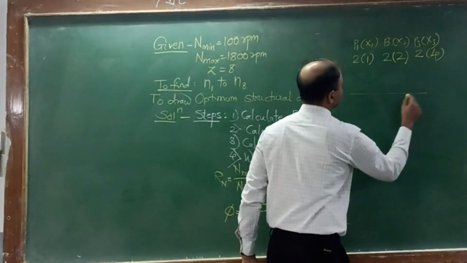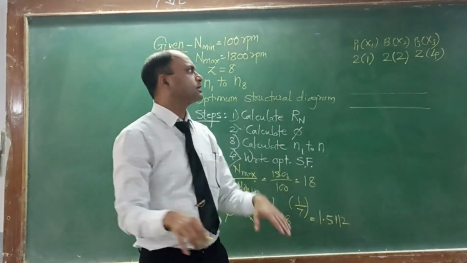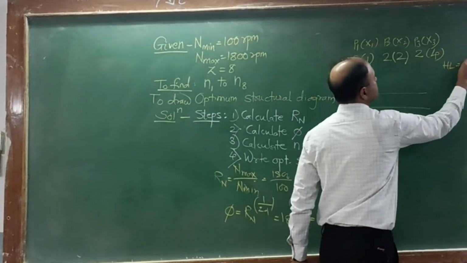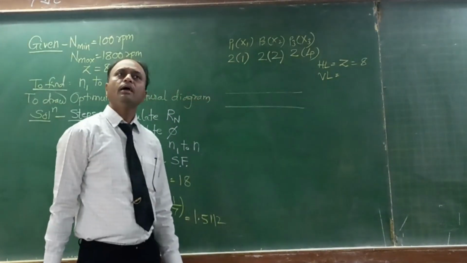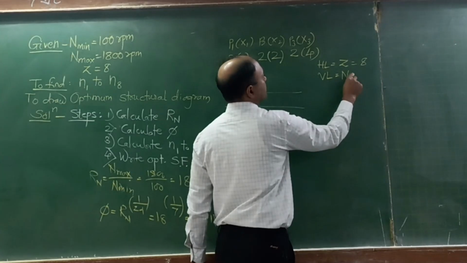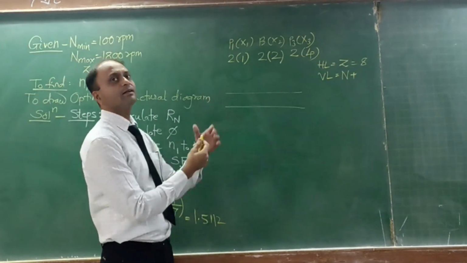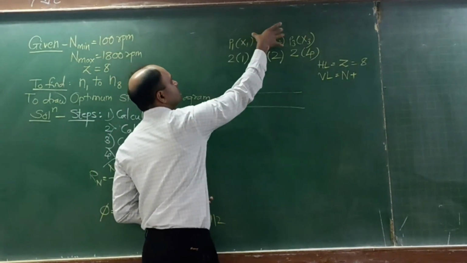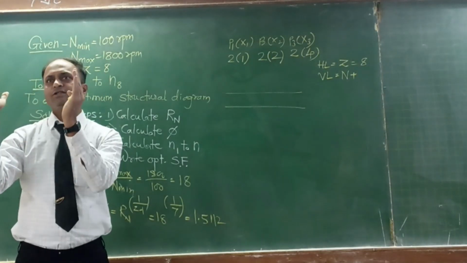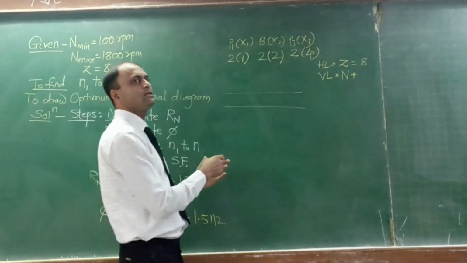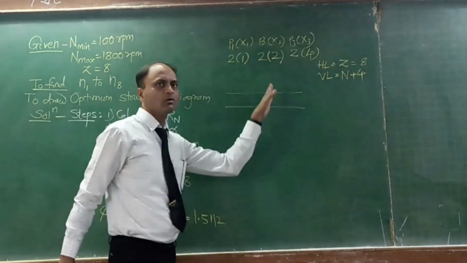Then the structural diagram. How many horizontal lines? Z number of horizontal lines, that is equal to 8. Vertical lines is equal to N plus 1. What is N? N is the number of stages. A group of P and X is called a stage. How many stages here? 3. This is first stage, second stage, third stage. 3 plus 1, 4. So we have to draw 4 vertical lines.